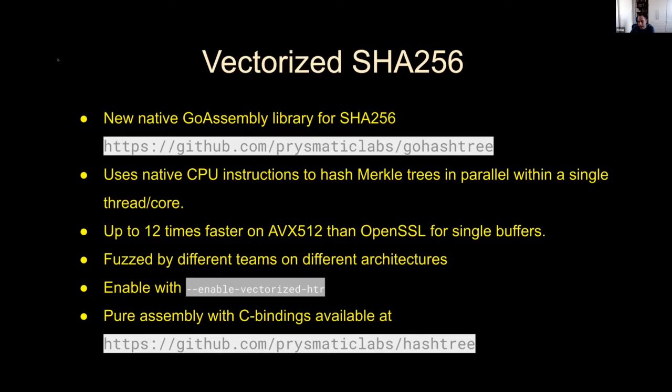So that flag, enable vectorized SHA, is potentially dangerous because it's a new hashing library in assembly, and developers are usually scared of these things, but we've been fuzzing that library. The Ethereum Foundation has been fuzzing that library. Other people have been fuzzing that library without any problems. So we're very happy about this.